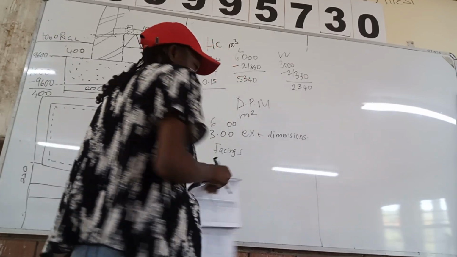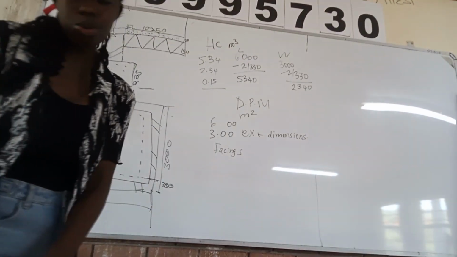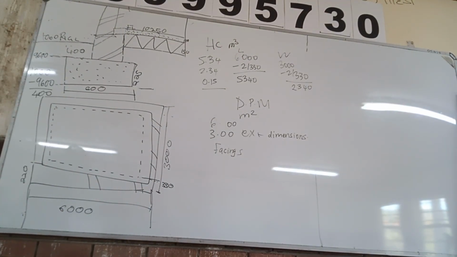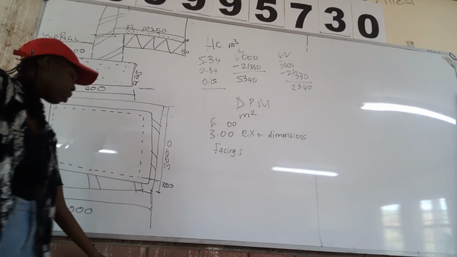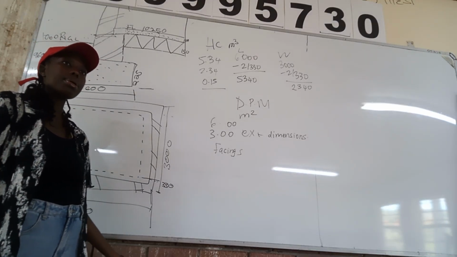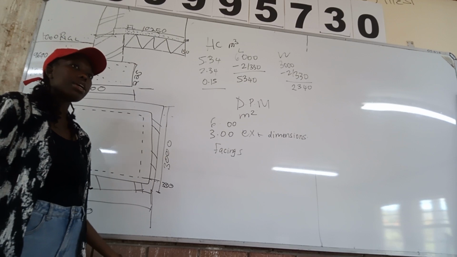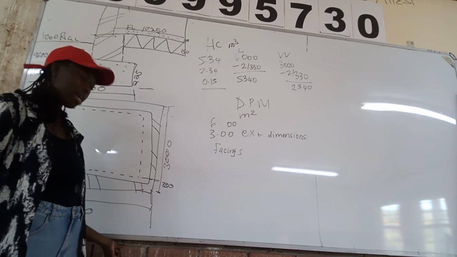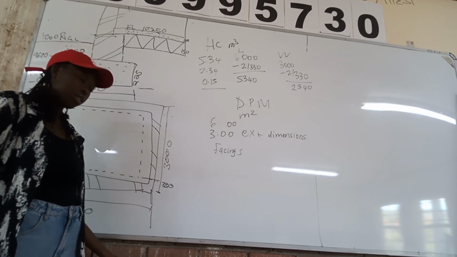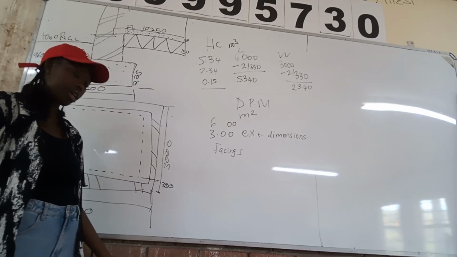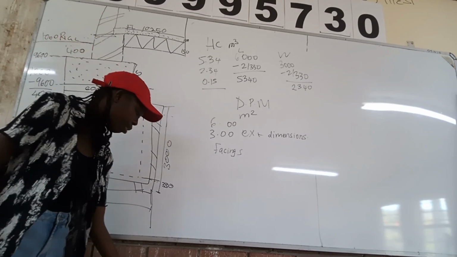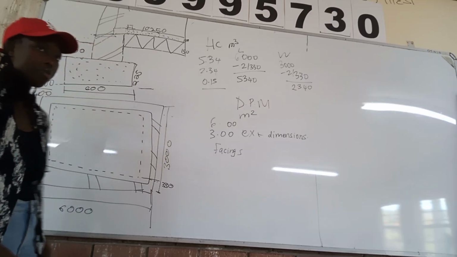For the facings, we need to go to our specifications. They say it is face brick up to 2 courses below ground level. The size of the brick is 75 in height. So 1 course height of brick is 75, and if they say 2 courses, it is 75 plus 75, which is 150.